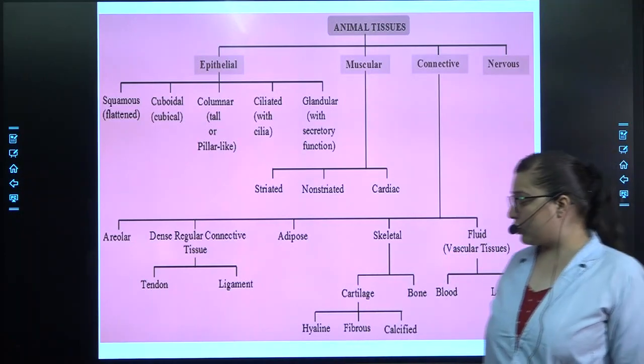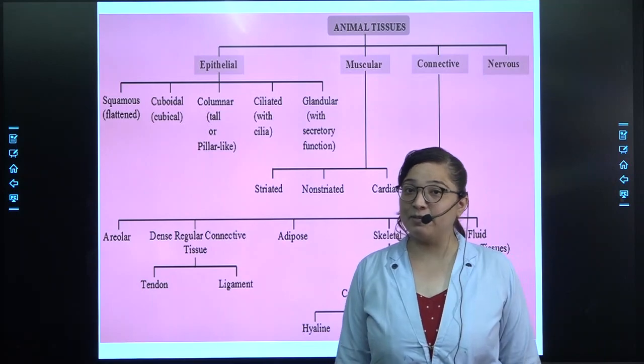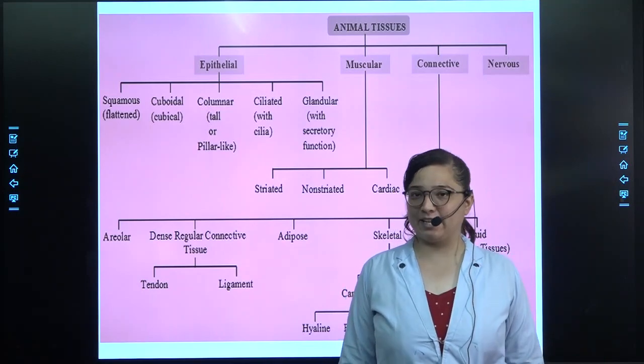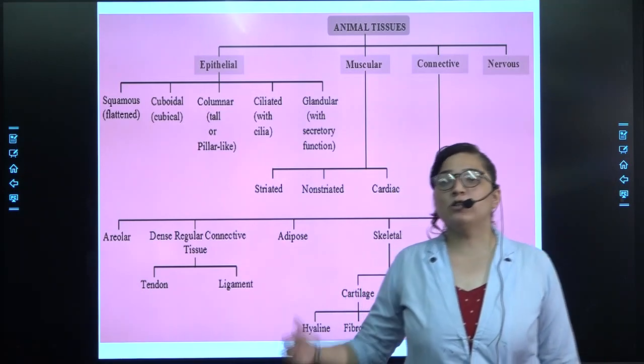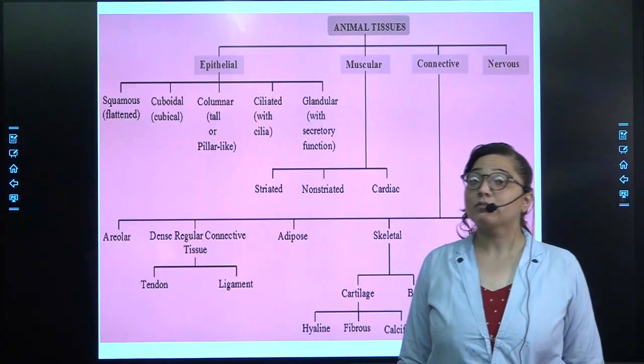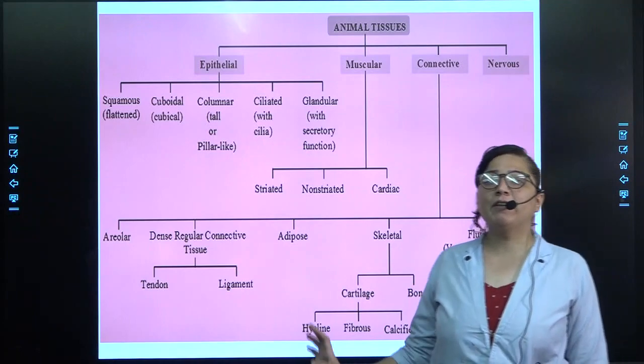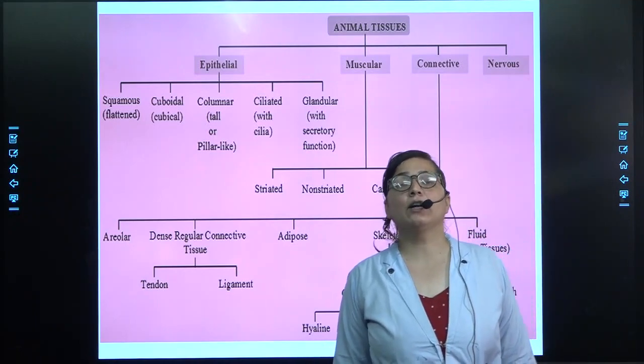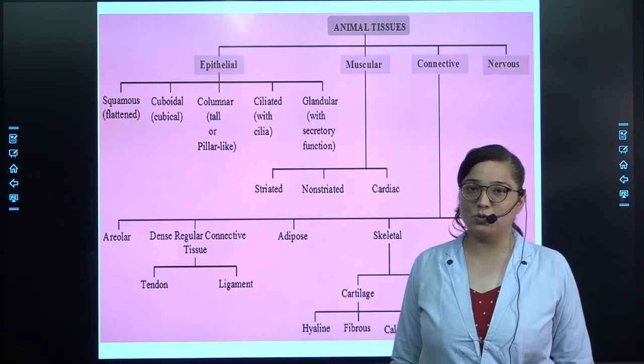Then the nervous tissue. As the name is nervous, but it is not at all making us nervous. So that is about the whole animal tissue chart. Now, one by one, we will have a look at all the types of animal tissues.